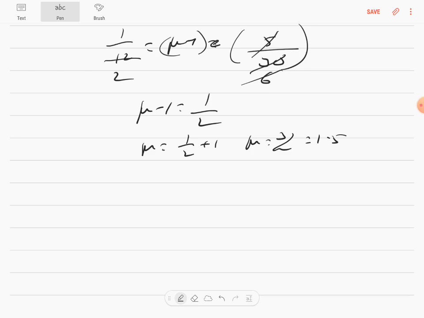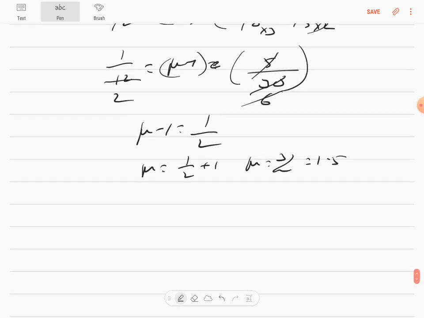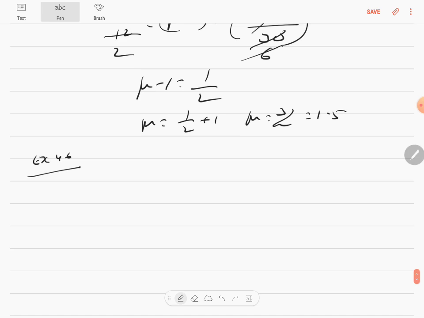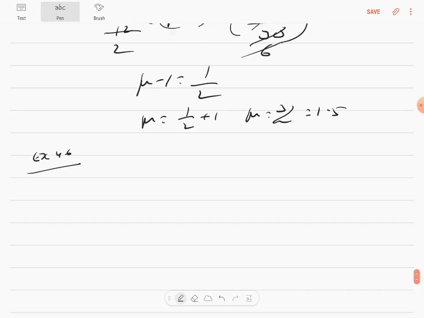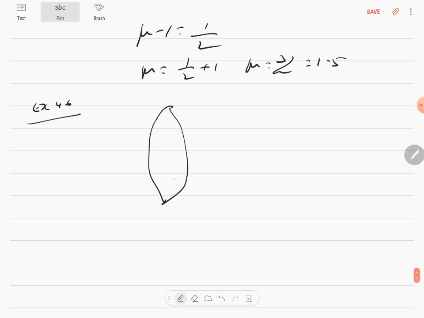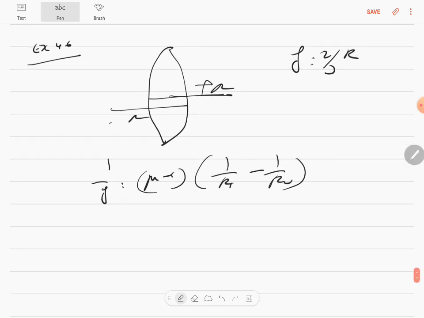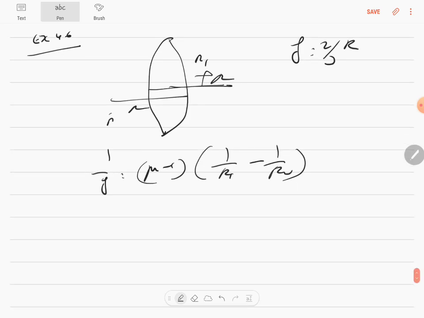Okay, so next is example 46. Example 46. A biconvex lens. The word itself shows that it is lens maker's. A biconvex lens has a focal length 2 by 3rd of radius. Focal length is 2 by 3 of radius of curvature of either surface, which means both of them are having the radius R only. And f is equal to 2 by 3 of R. Calculate the refractive index. 1 by f is equal to mu minus 1 into 1 by R1 minus 1 by R2. You know this is positive R, this is negative R. This is your R1, this is your R2, correct?